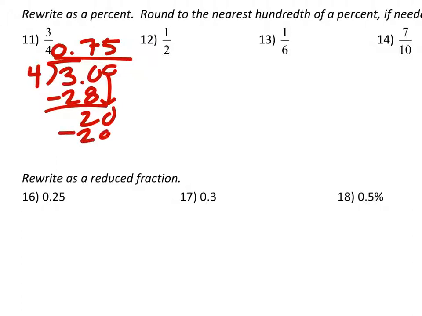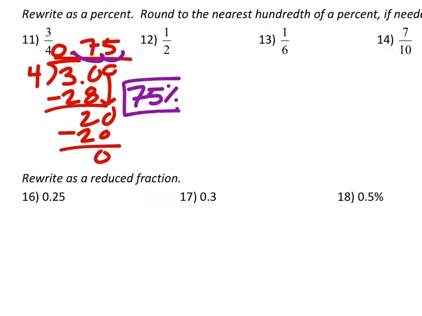But what we really want is the percent. So we'll just move this decimal 2 times to the right, and we got 75% for number 1.